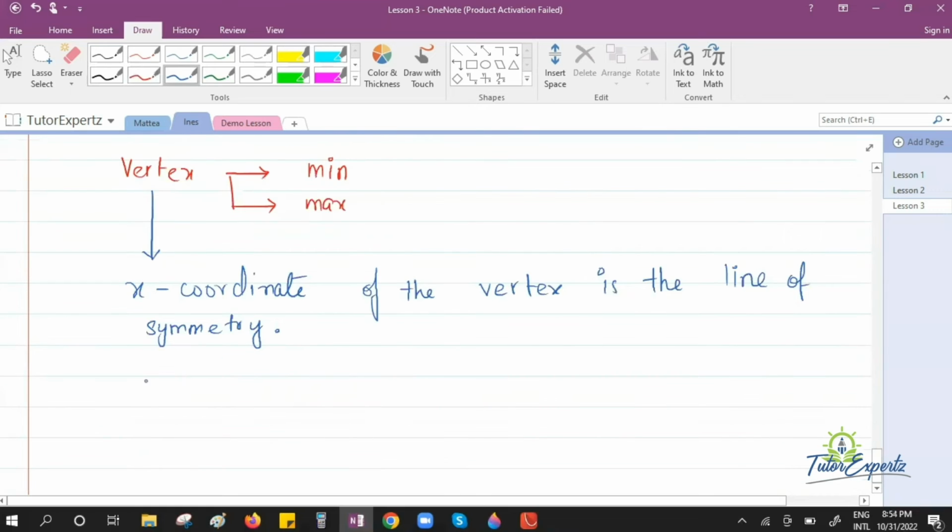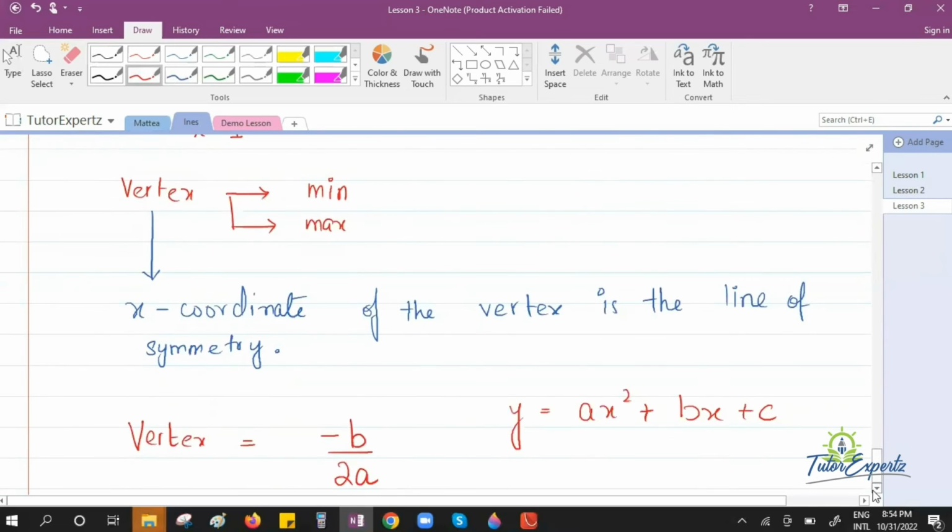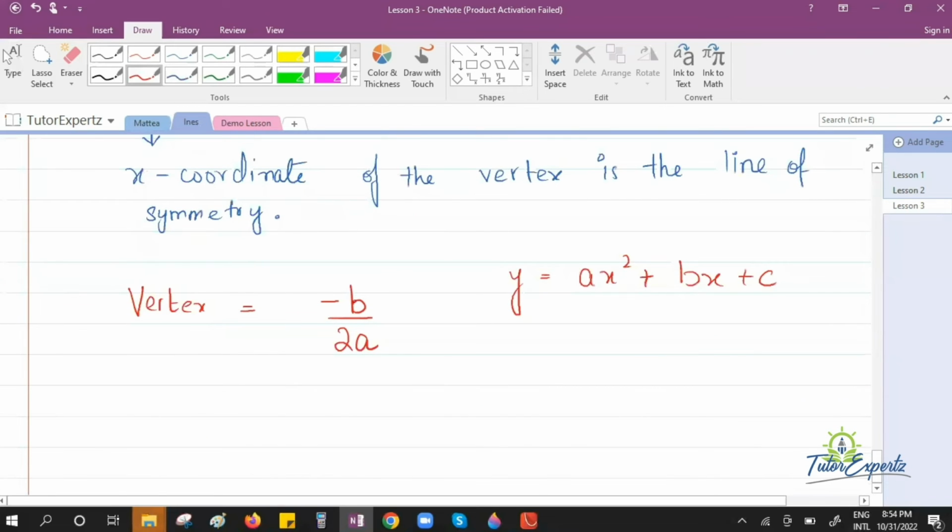Another thing that we discussed was that the vertex can be found using the formula minus b over 2a, where a and b are from the equation ax squared plus bx plus c. So in our case, the x coordinate of the vertex is known. What is it? The x coordinate, which is 1. Excellent. So we already know that the x coordinate of the vertex is 1.